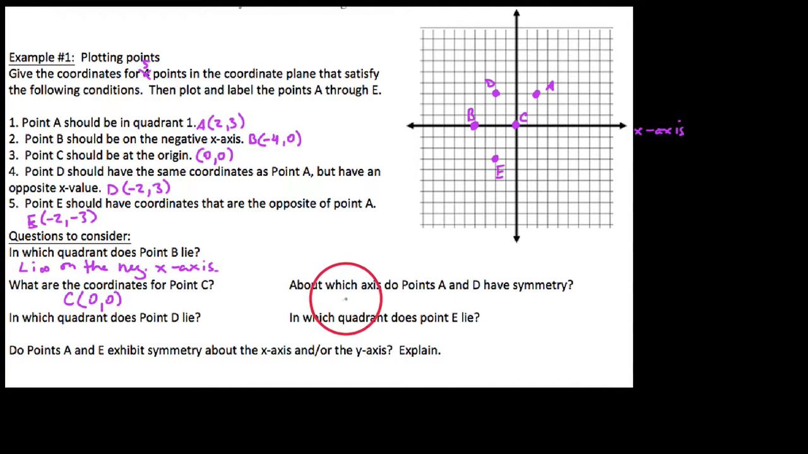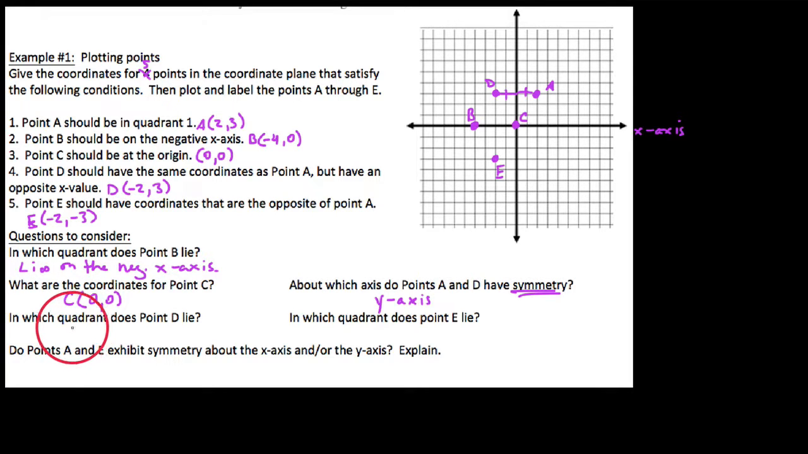I do ask these questions about which axis do points A and D have symmetry. Now, a word we're going to use, symmetry, basically means that it's kind of like a mirror image. So we say A and D, about which axis do we have symmetry here? Well, we notice that over the vertical axis, these are the same distance from the vertical axis here. Since that's the case and they're a mirror image of each other, I could fold one over the y-axis onto the other, then we have y-axis symmetry. And an interesting thing happens when you negate the x value or make the x value opposite, we see it popping over the y-axis.